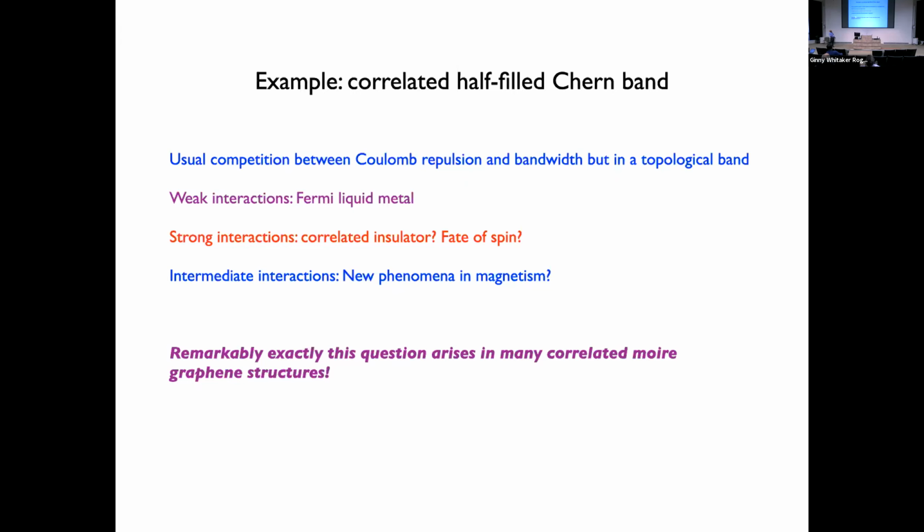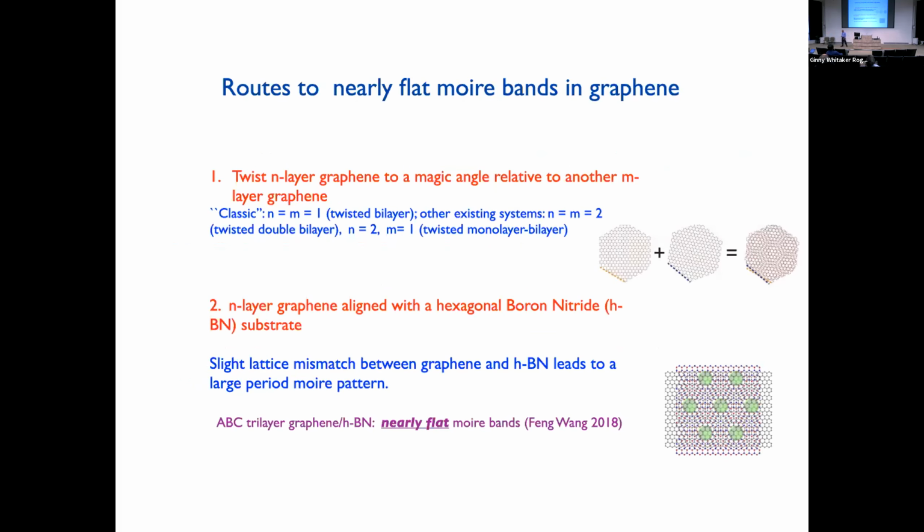Now, amazingly enough, precisely this question turns out to be extremely relevant to many of the ongoing experiments currently in correlated moiré graphene and correlated TMD heterostructures. Okay, so since that is the reason to pose these questions now rather than 10 years back, let me talk a little bit about flat bands in moiré graphene.